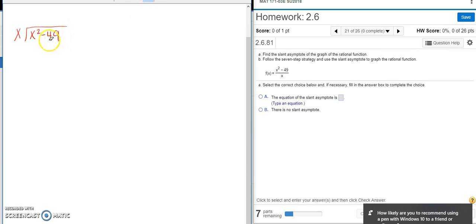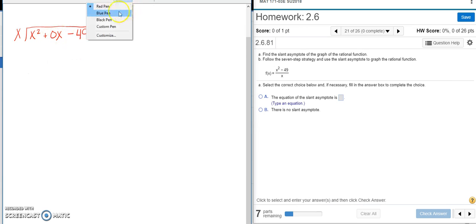One thing to keep in mind, you have to have placeholders for terms that you skip. So I have to put in 0x minus 49 so that everything stays lined up when we start working this. So x times what is x squared? That's x. So then I multiply x times x is x squared, and I'm subtracting, so I get 0, and I bring down the 0x.